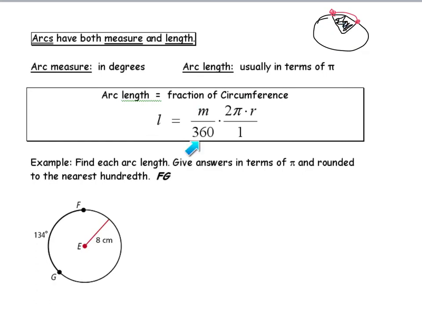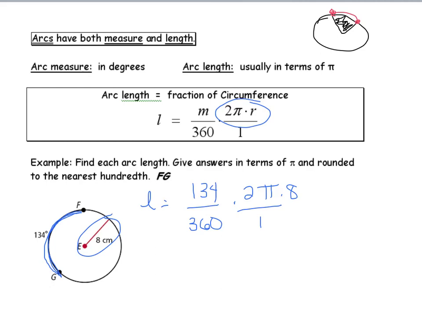So the m over 360 gives you the part of the circle, but this time we're looking for the outer part. So it's not going to be pi r squared like we did in the inside, the area. It's going to be 2 pi r because it's a part of the actual distance around. All right? So if I want to find each arc length, and then in terms of pi and then rounded, I'm going to take a look here. It's asking me for FG. So F to G right here, it tells you it's 134 degrees. Let's use our formula. So it's 134 over 360, the measure over 360. And then now, because it's part of the circumference, it's 2 pi r. So 2 pi, the radius here is 8.